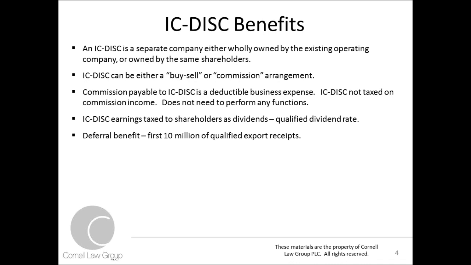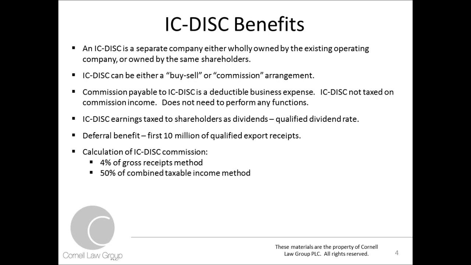So obviously the benefit of an IC disc really comes down to how much income can be paid to the IC disc or shifted into the IC disc. The rules provide a few methods for calculating that amount of income. We'll call it the commission. That's typically how these are structured. The simplest method is what's called the 4% of gross receipts method. A business can determine its total gross receipts from export property, and we'll talk about what that is, and it can pay a commission to the IC disc equal to 4% of this.